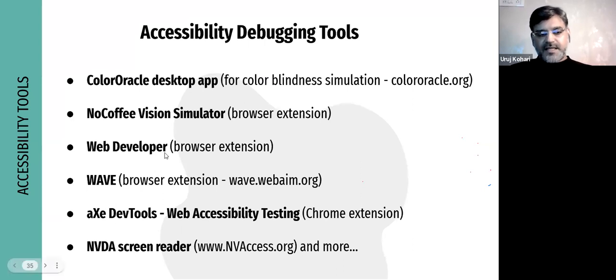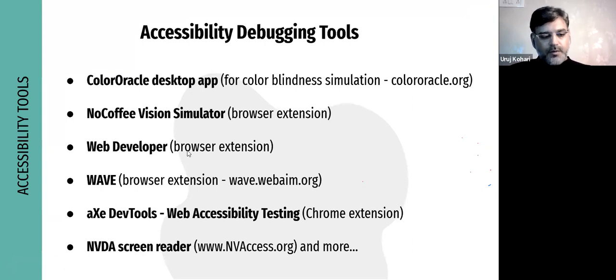Then you have the Axe DevTools, which is also a web accessibility testing tool, and a Chrome extension, of course. Then we also have to remember, which is also very famous, the NVDA Screen Reader. Okay, there's one other, which is JAWS, but we'll come to that later. For now, maybe we could just work with NVDA Screen Reader. And if we have time, maybe we can go through it. Otherwise, we'll just skip it, and maybe you guys can take it further from where we've left.